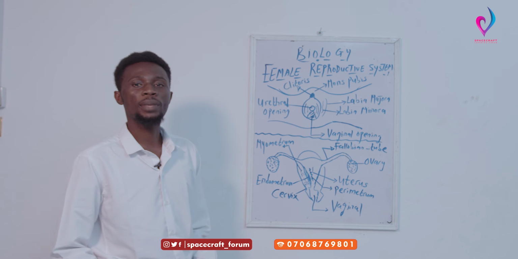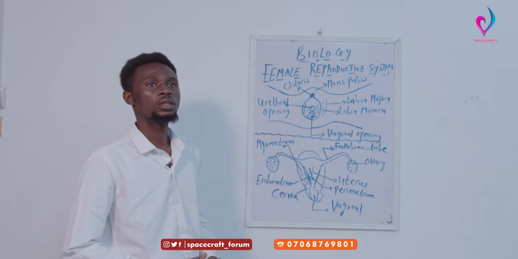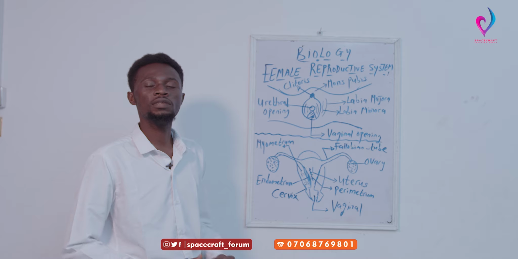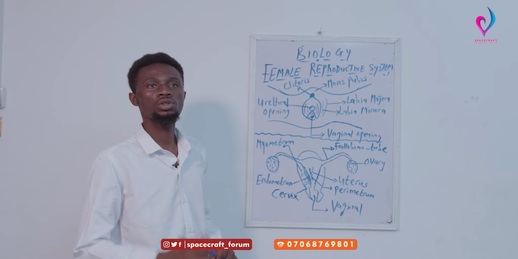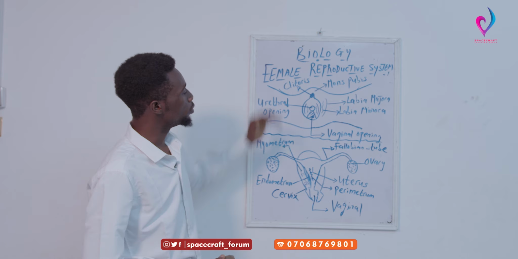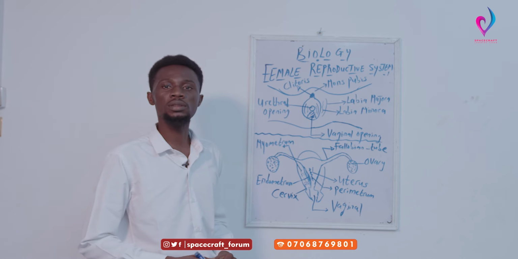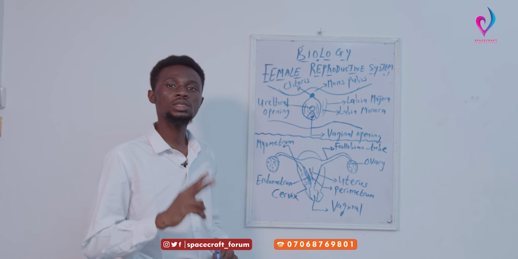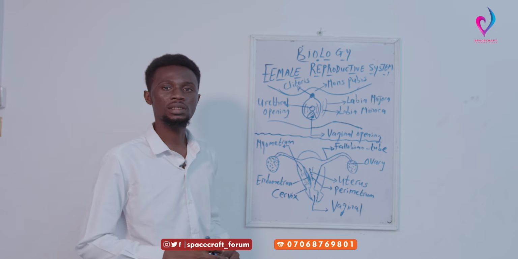Welcome to the second part of the topic, reproductive system in male and female. Now, our main focus here is the female reproductive system. This is the external structure of the female reproductive system. The external structure of the female reproductive system contains two skin folds, the outer skin fold and the inner skin fold.